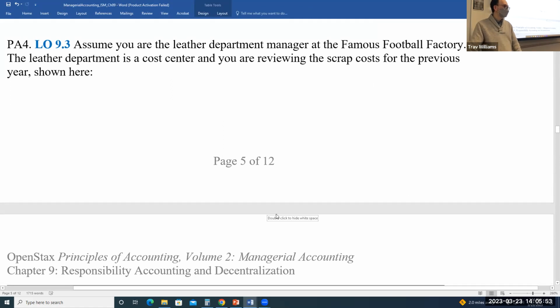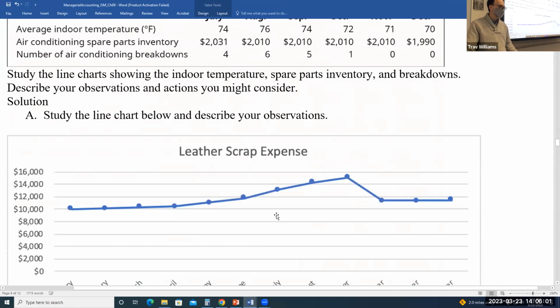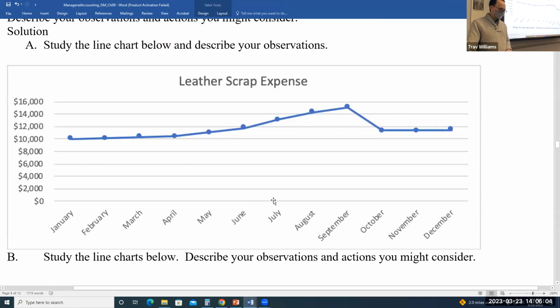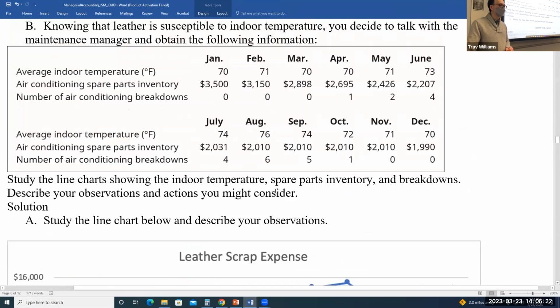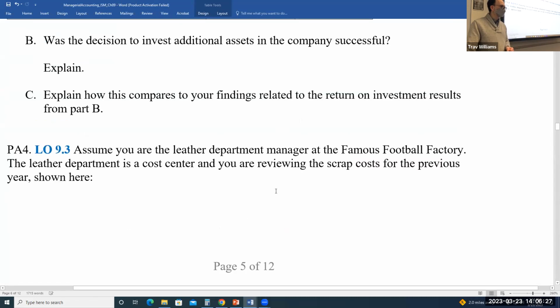Number 4 is one of those where the assignment says you're supposed to use a spreadsheet program and make all these charts. I know not everybody here is familiar with spreadsheets. It is a good idea to learn spreadsheets. We will be using them a little bit in this course, but you're not going to have to make these charts, so they're already there for you. We are going to read through what's going on here and use our analytical skills to figure out from these charts what we think is the underlying issue.